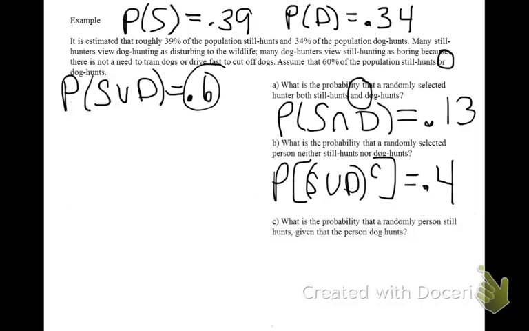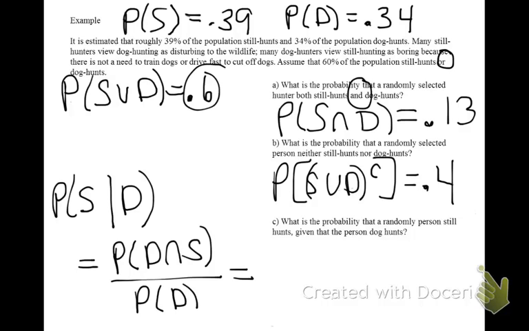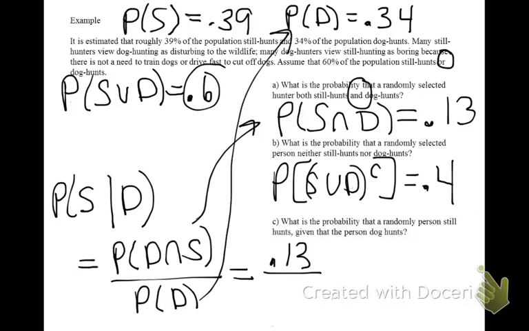there's a 40% chance that someone's not going to do either one. In part C, we want to find the probability that a randomly selected person still hunts given that they dog hunt. To work this out, let's apply the formula. We need the probability that they dog hunt and still hunt, and then divide it by the probability that they dog hunt. Well, doing both, dog hunt and still hunt, that's what we found in part A. That's 0.13. And the probability that they dog hunt, well, that's from the problem itself. That's 0.34. And if you divide these two numbers out, that'll give back 0.38.